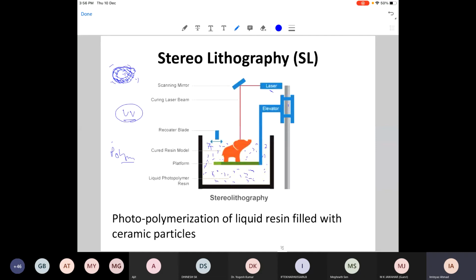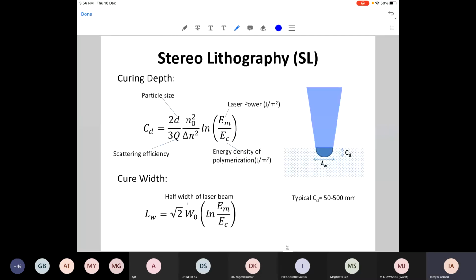That gives you photopolymerization. As a result, you end up with a green product that has to be cured. So how much curing is possible? This is an example. There is a relationship that has been developed by several researchers. This form was different; recently, this form has changed.